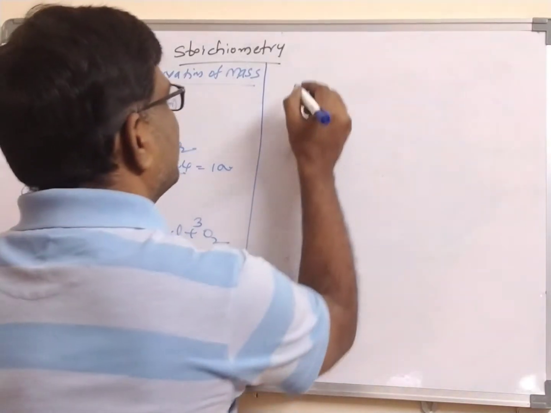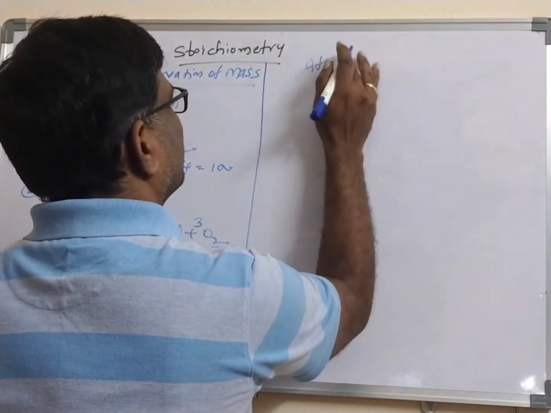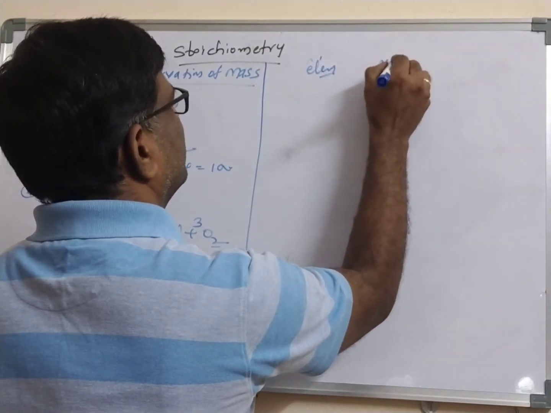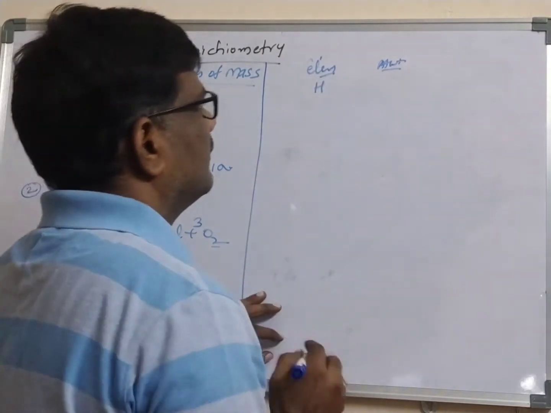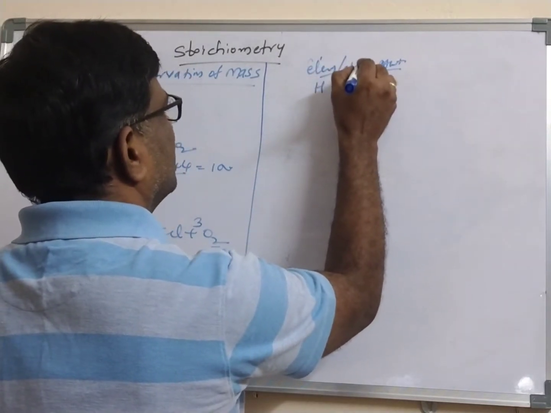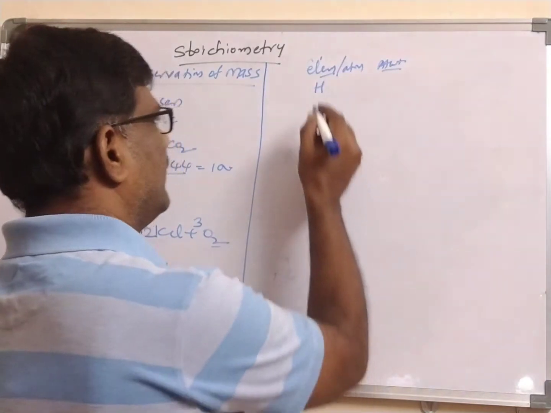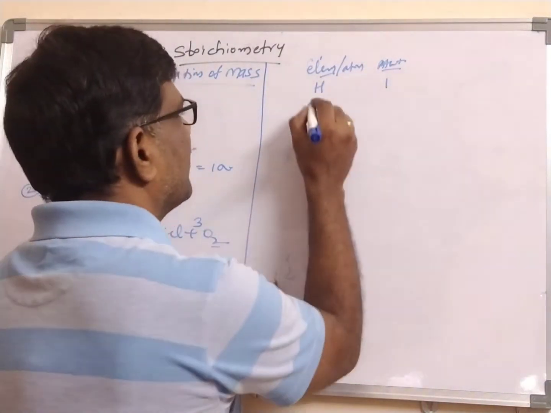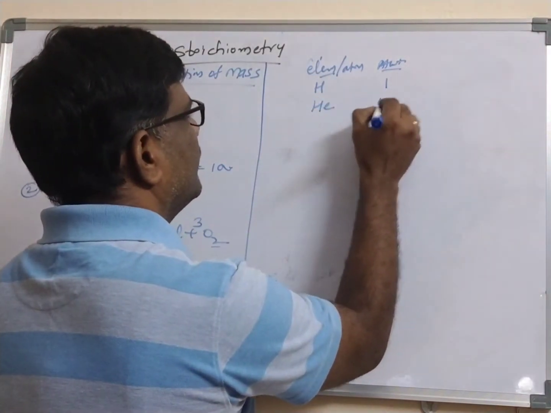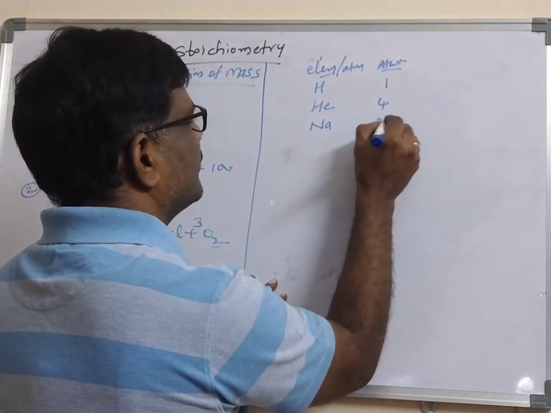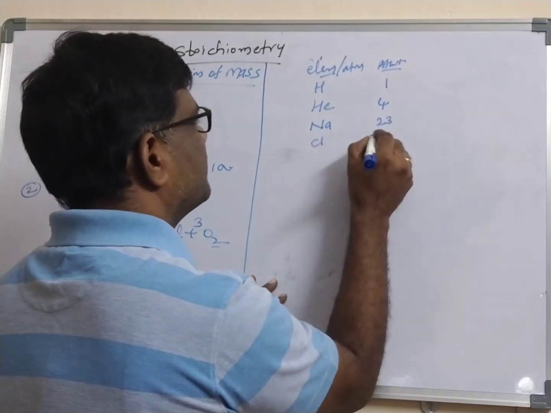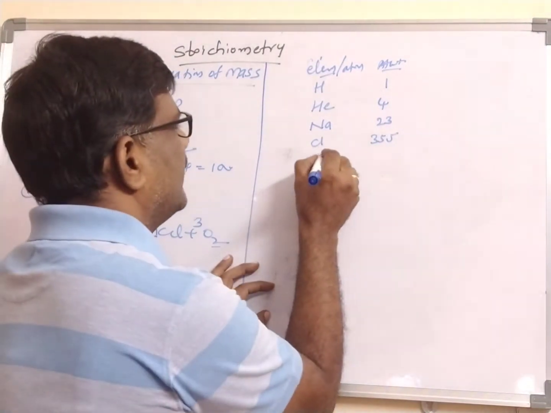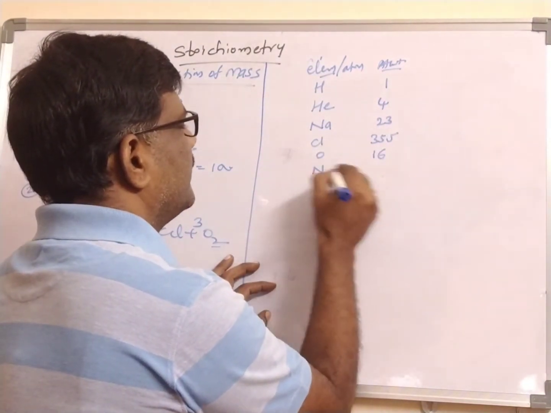I am taking some examples. Element, atomic weight. Hydrogen atom. What is the atomic weight? By taking this one, hydrogen got the atomic weight 1. Helium, if you observe, it is 4. Sodium, if you take, it is 23. Chlorine, if you observe, 35.5. Remaining also plenty, oxygen you take, which is 16. Nitrogen, if you take, 14.